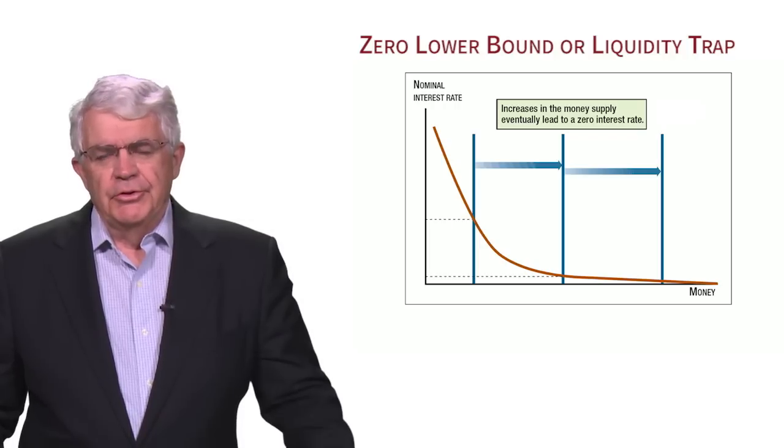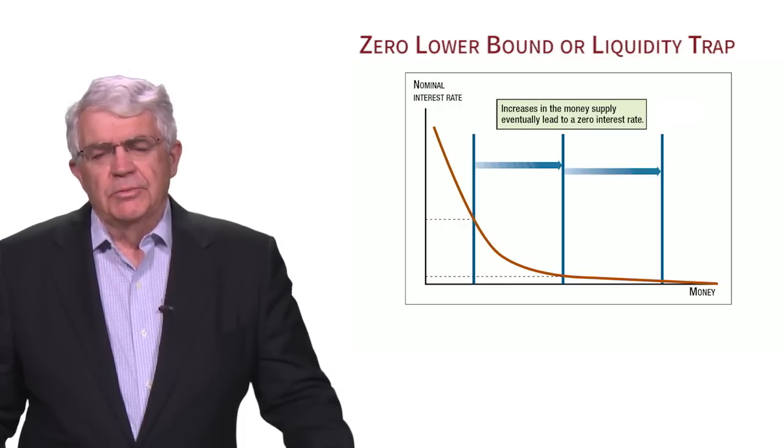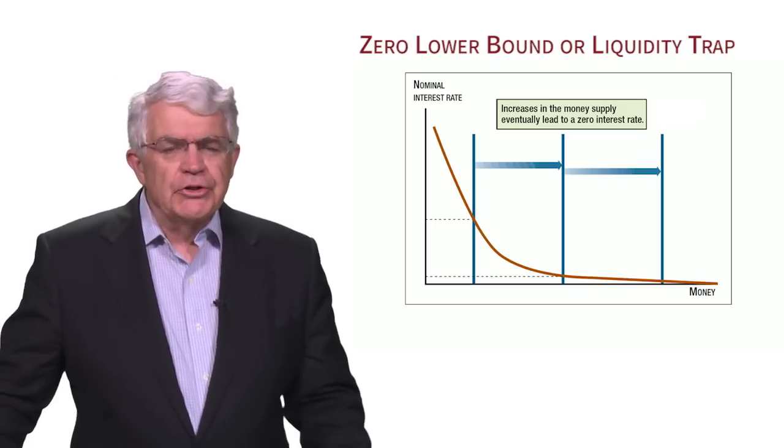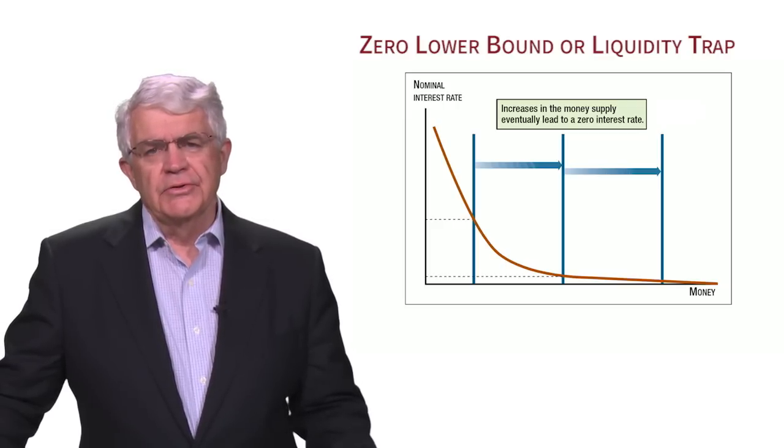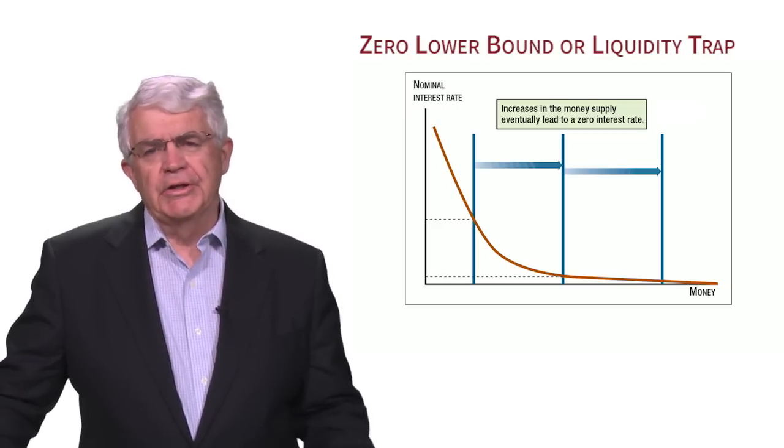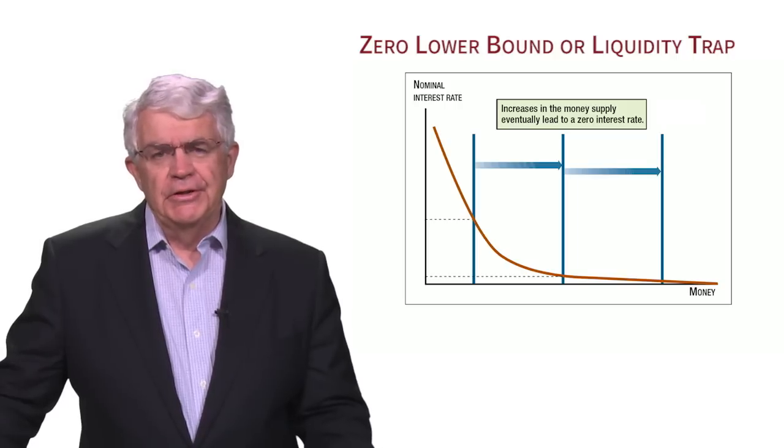And as the Fed produces more and more money, the interest rate falls as it must, but it falls by smaller and smaller amounts, and it actually becomes asymptotic to the horizontal axis at zero. And so that's this lower bound on the interest rate. It's sometimes called a liquidity trap. The term goes back to John Maynard Keynes. It's called liquidity because liquidity is another name for money.